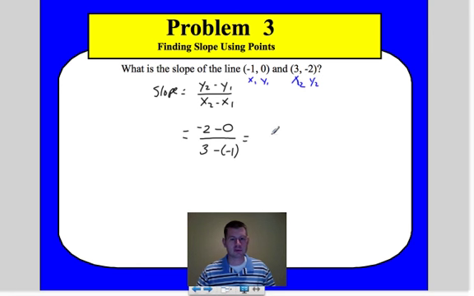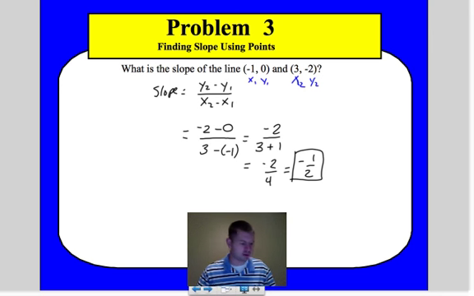Now you can simplify this and say, alright, well, negative 2 minus 0, that's still negative 2. But it's a double negative down here, so plus 1, which now makes that negative 2 over 4, which simplifies down my slope to a negative 1/2. Yes, you do have to reduce. So my slope is a negative 1/2 in this case. Okay, so there's my problem number 3.